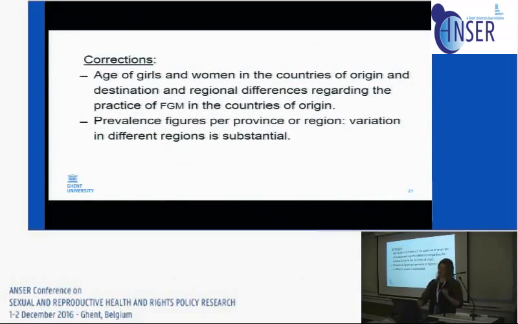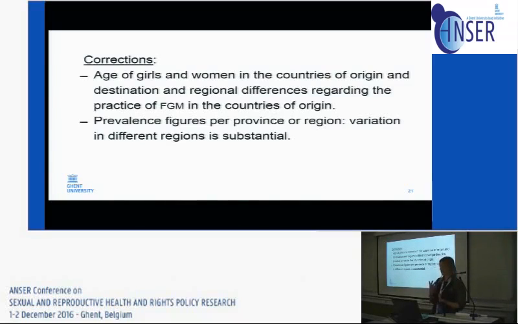In some of the studies, they did some corrections on these data. For example, in the study of Ex-Takate, she did a correction based on the age of girls, because the DHS data looks at girls from the age of 15 until women until the age of 50, but a woman who was circumcised when she was 50 might also be circumcised the day after. So she corrected for age.